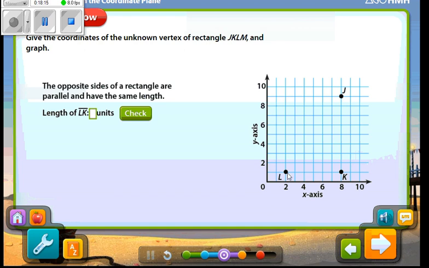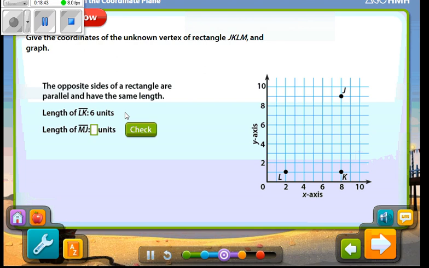So you're finding the length here. You would find the difference between 8 and 2, which is 6. That's right. The length of side LK is 6 units.